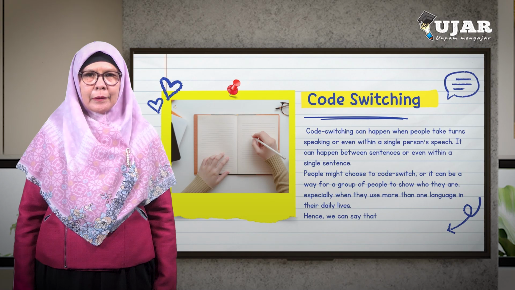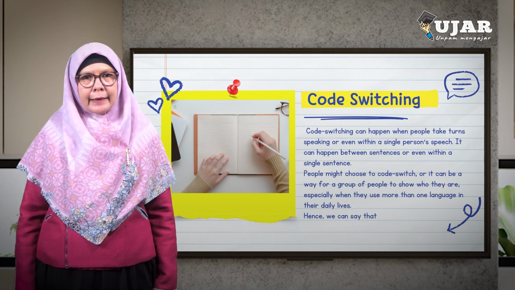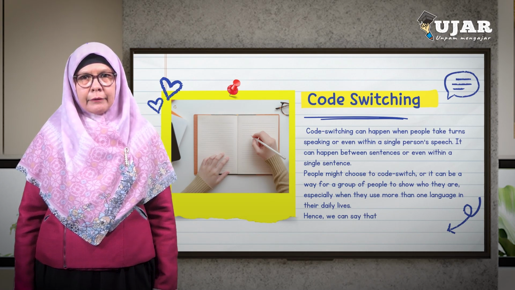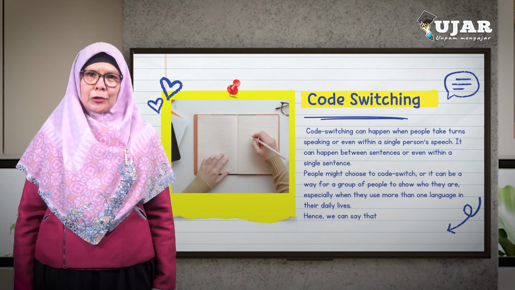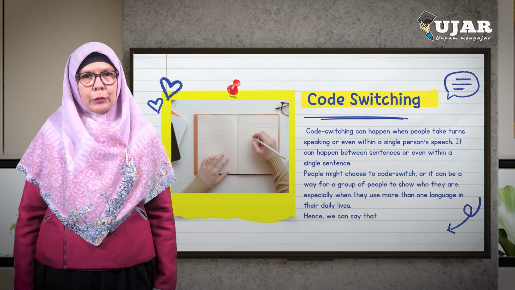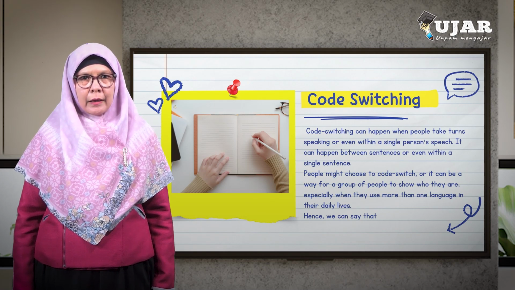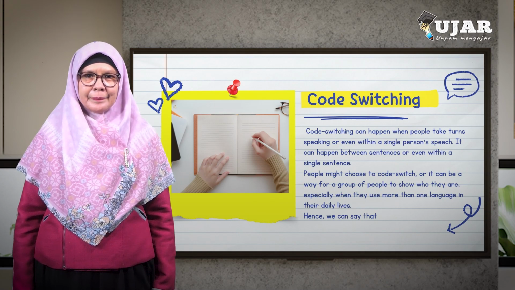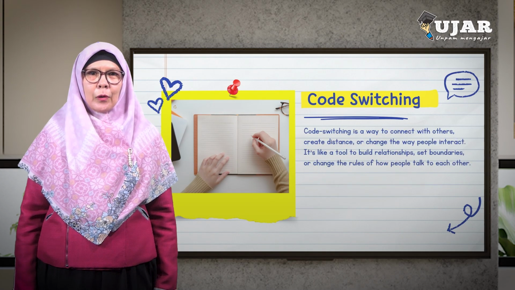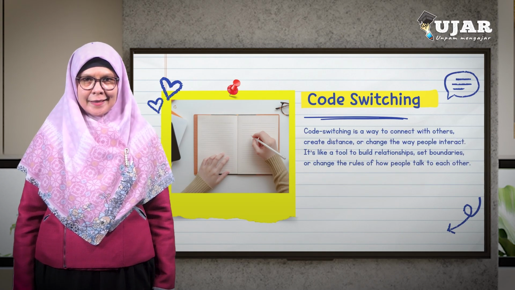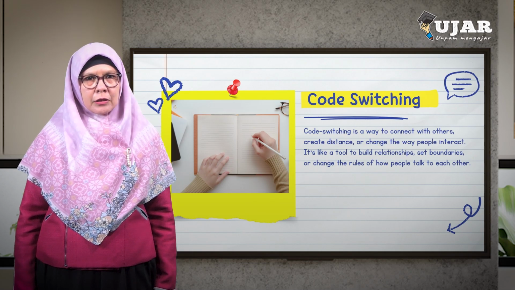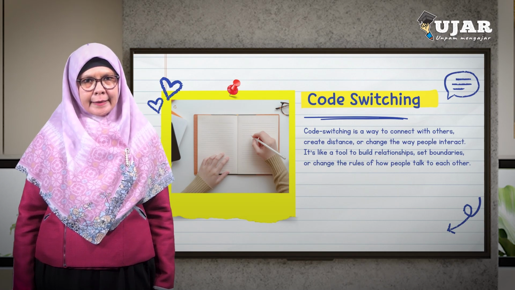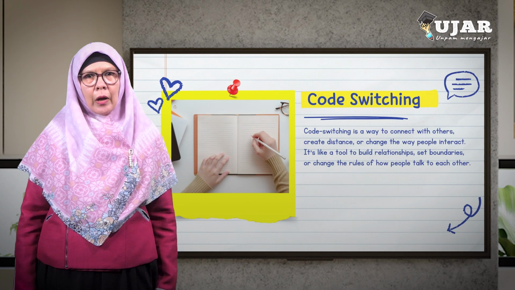Code switching can happen when people take turns speaking, or even within a single person's speech. It can happen between sentences or even within a single sentence. People might choose to code switch, or it can be a way for a group of people to show who they are, especially when they use more than one language in their daily lives. Hence, we can say that code switching is a way to connect with others, create distance, or change the way people interact. It's like a tool to build relationships, set boundaries, or change the rules of how people talk to each other.